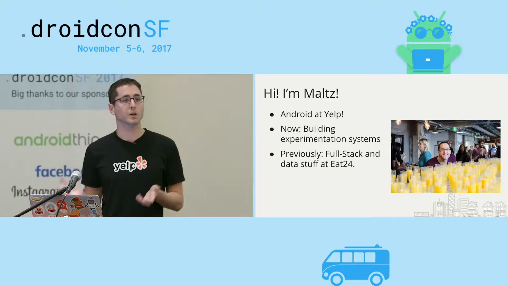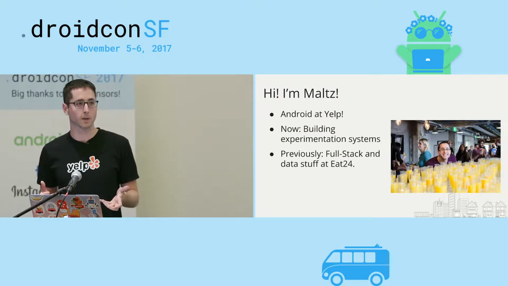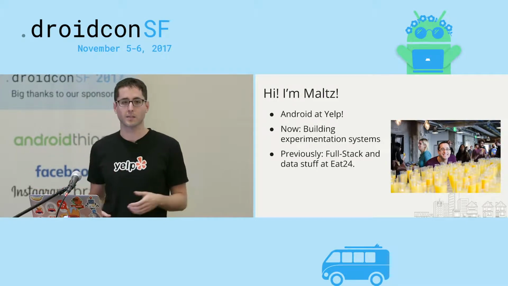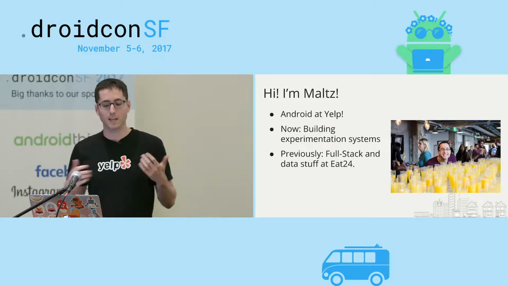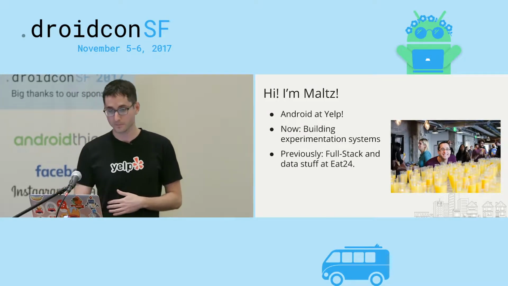And before that, I worked on EAT24 back when EAT24 was a part of Yelp, committing code at every level of the stack from our Android client all the way back to our Puppet deployment systems. And that included a bunch of our data infrastructure.